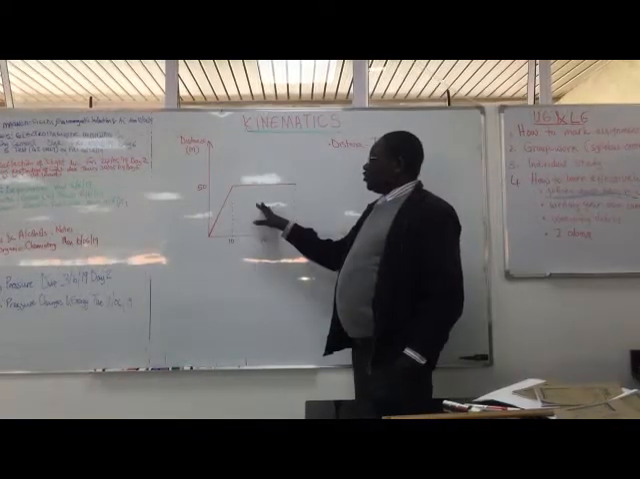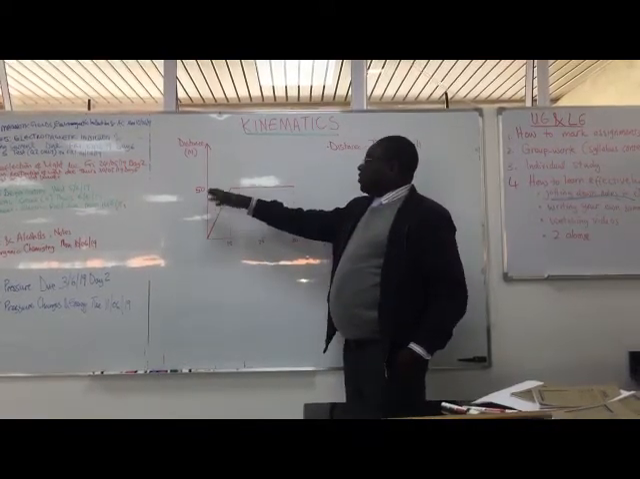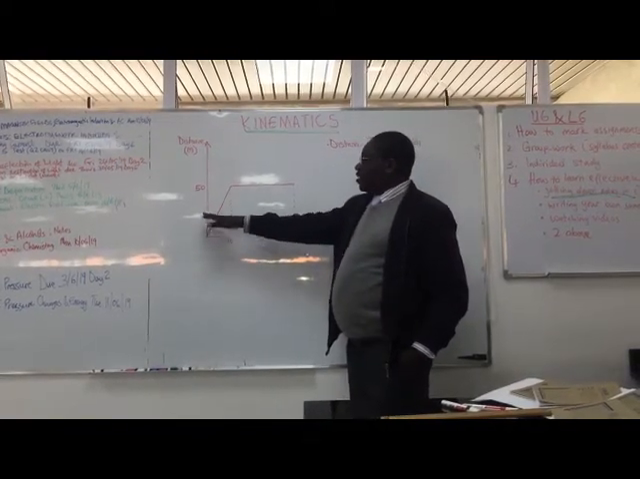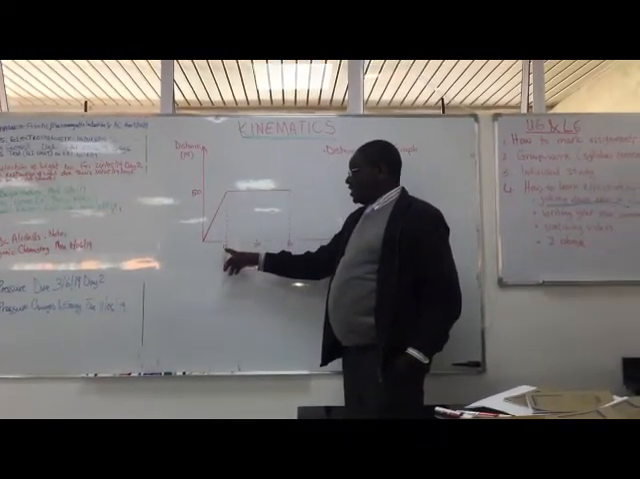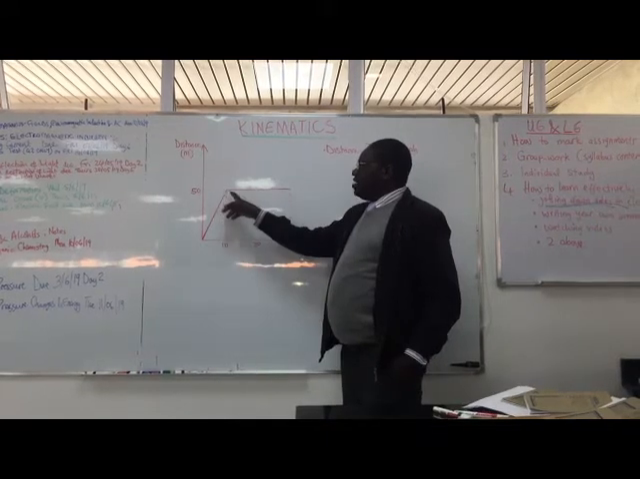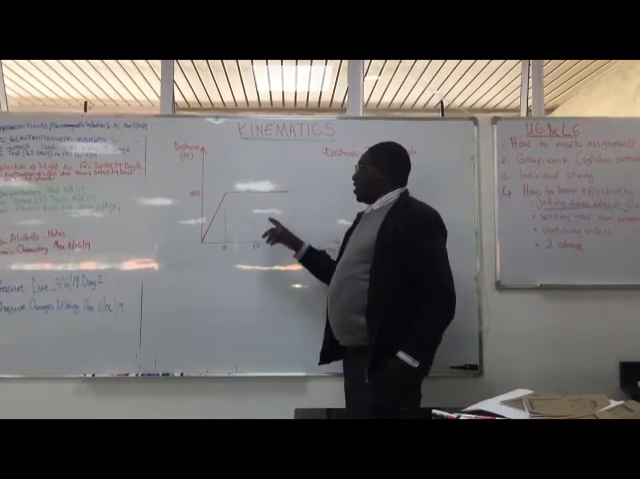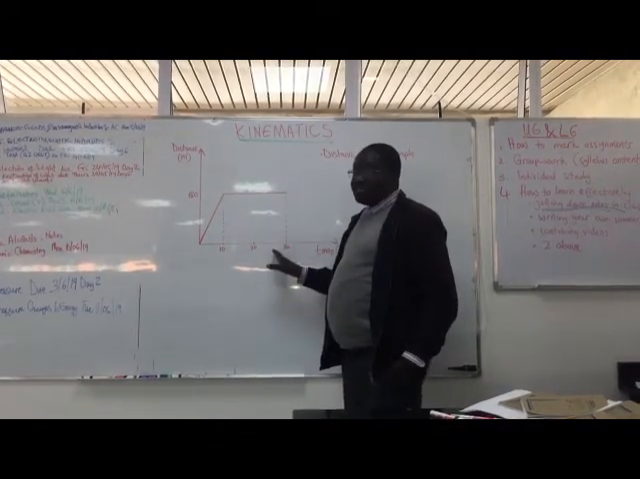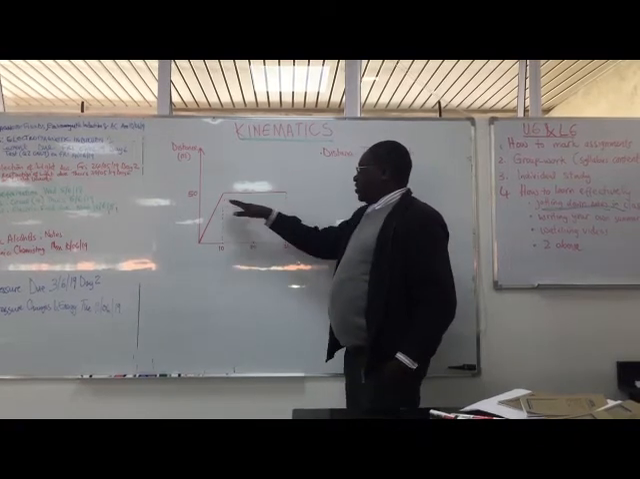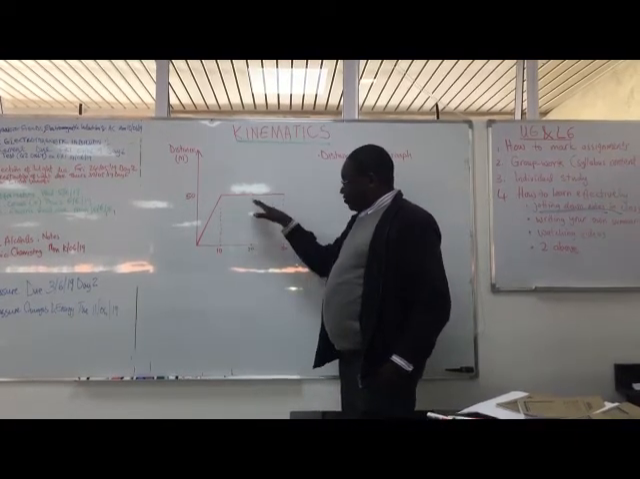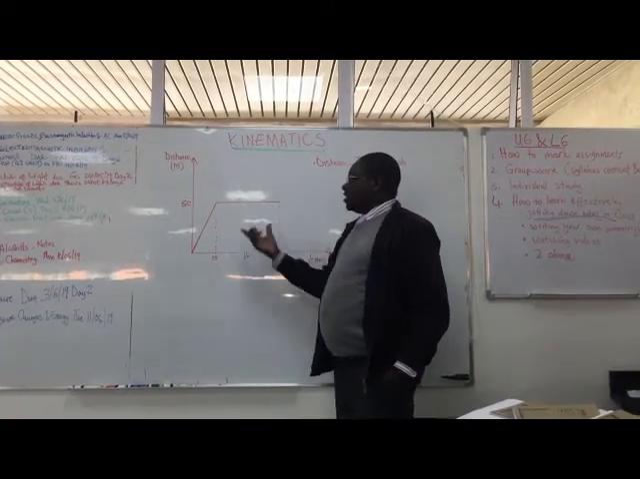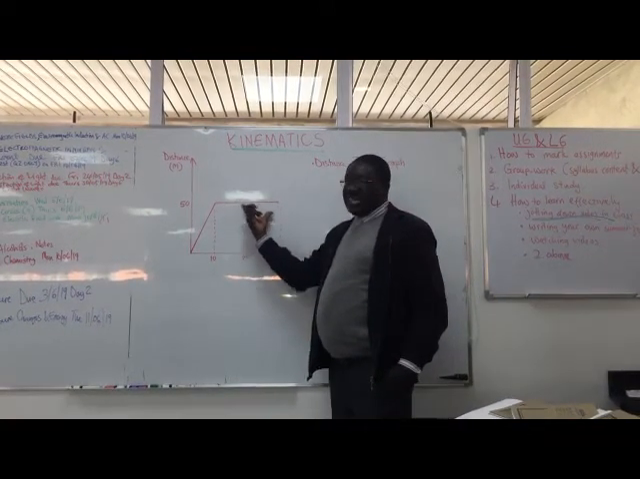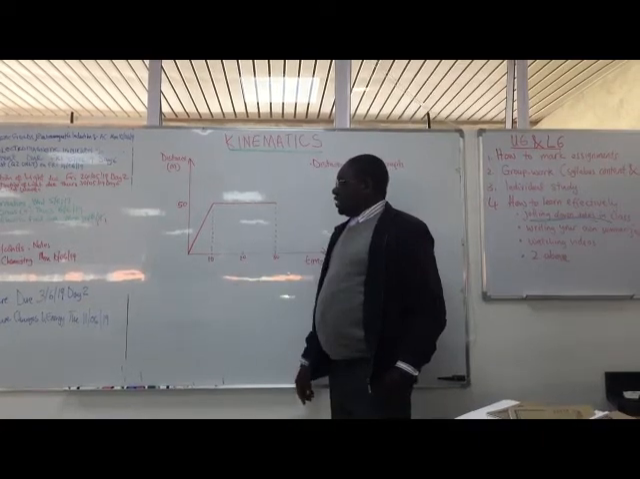Now, in the example shown here, we have an object that moved a distance of 50 meters in the first 10 seconds of its journey, and then maintained that distance for a further 20 seconds, which means that it was still 50 meters away from where it started. In this case, it means that the object was stationary for 20 seconds.